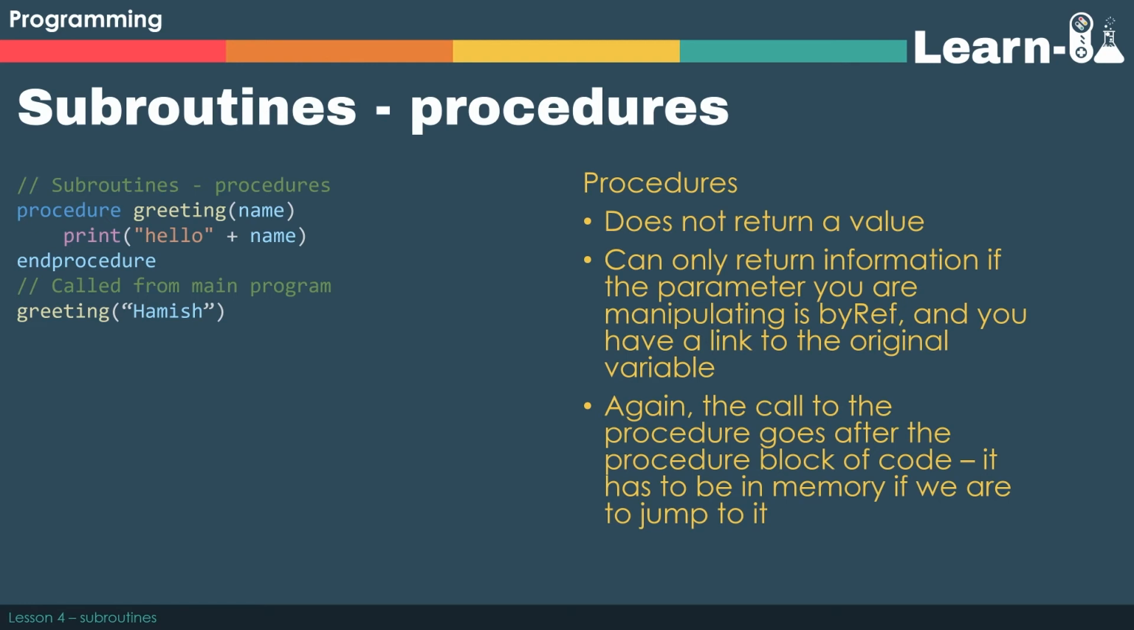The only time that variables could change is if you're passing by reference. You've got a link to the original variable. Once again, the call to the procedure goes after the procedure block of code. It has to be in memory if we're going to jump to it. So we can't call greeting unless that already exists in memory. So we'd put the procedure greeting before our greeting call.